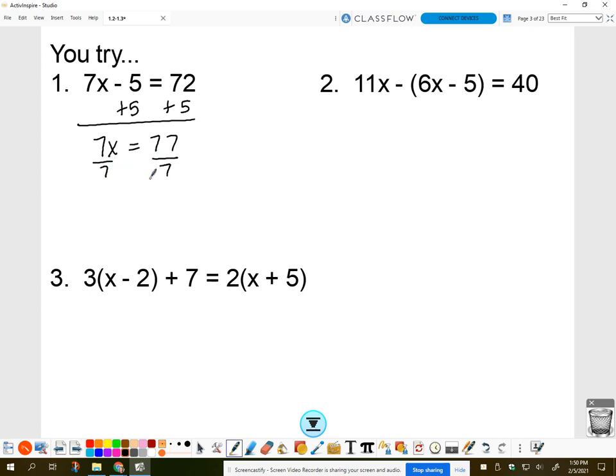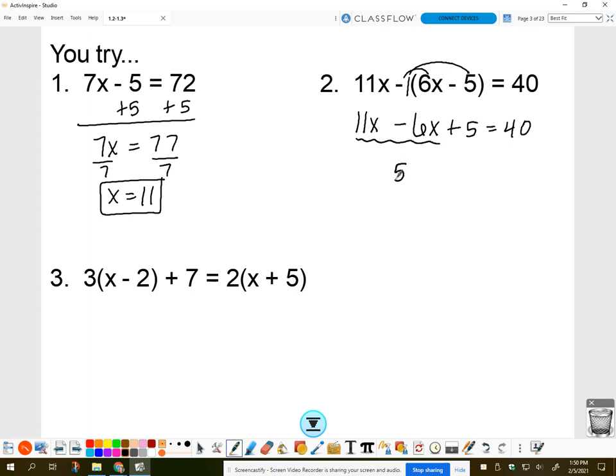Divide by 7, and you have 11. On number 2, you have a negative that needs distributed. So think of it as negative 1 times the parentheses. So 11x comes down. This is negative 6x and positive 5 now. Keep your equals 40. All right, on the left side, you can do 11x minus 6x and get 5x.